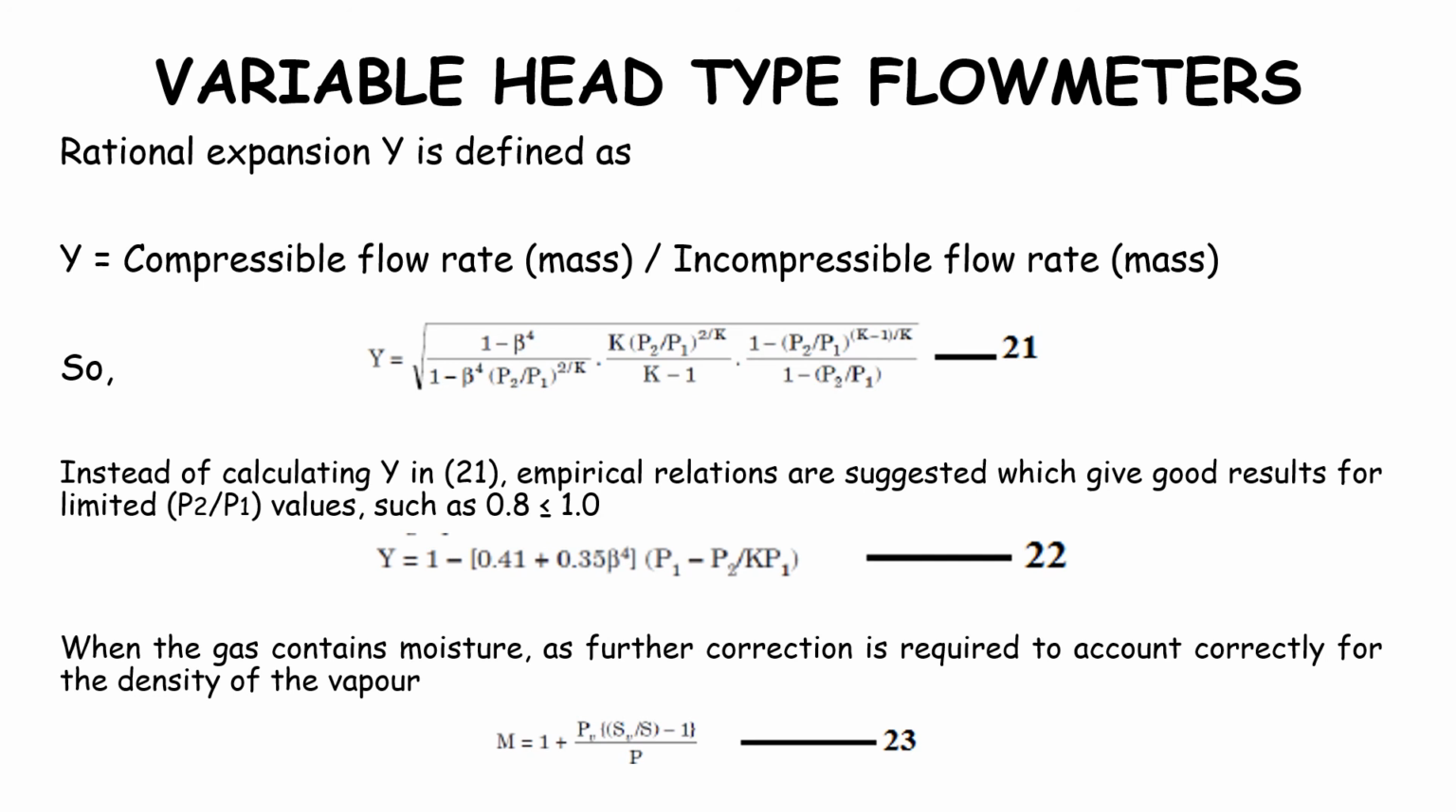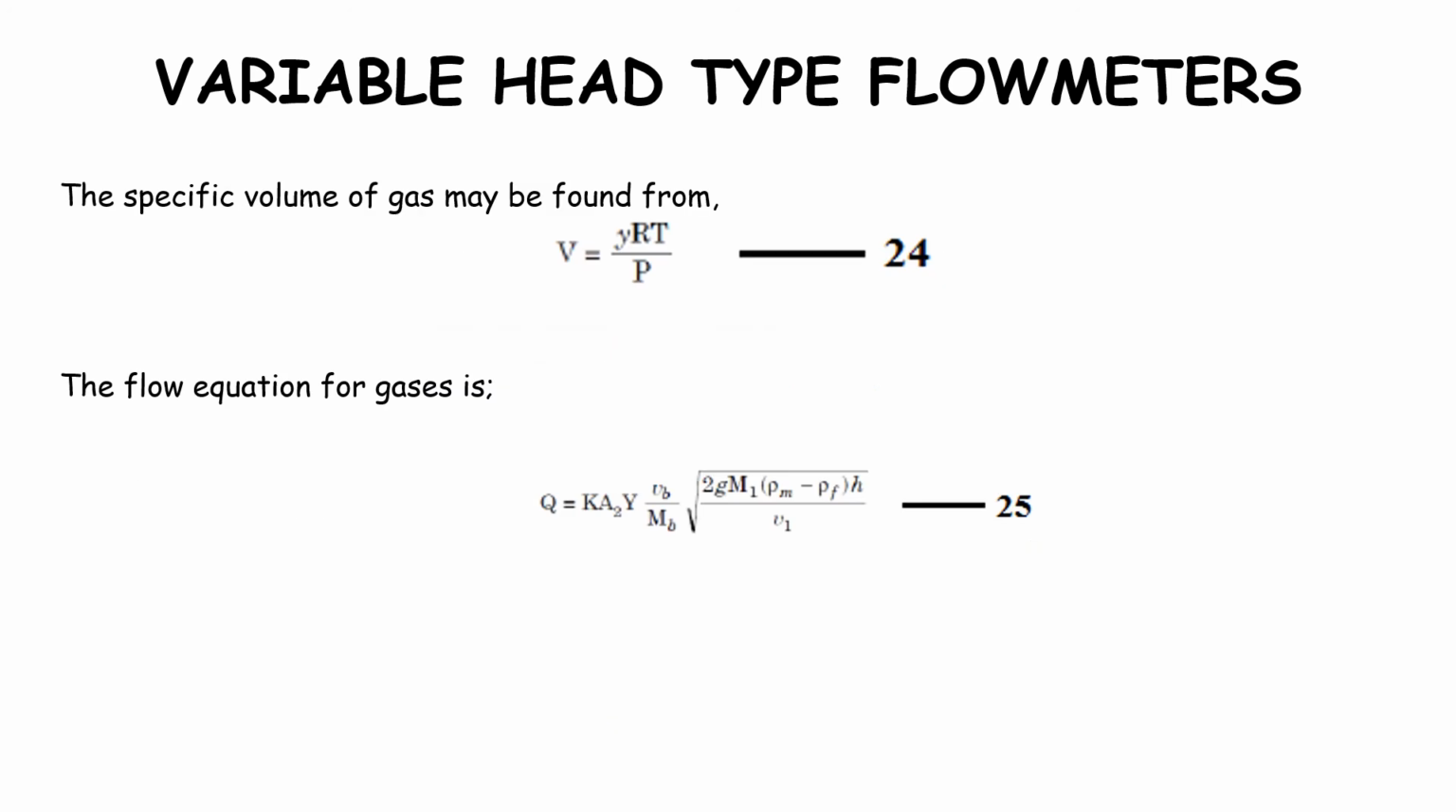When the gas contains moisture, a further correction is required to account correctly for the density of the vapor, we say that M is equal to 1 plus the expression which is given. Kindly work it out and see so that it will be easier for you to solve it. And the specific volume of gas may be found as V is equal to Y RT divided by P. The flow equation for gas is given as Q is equal to the expression.